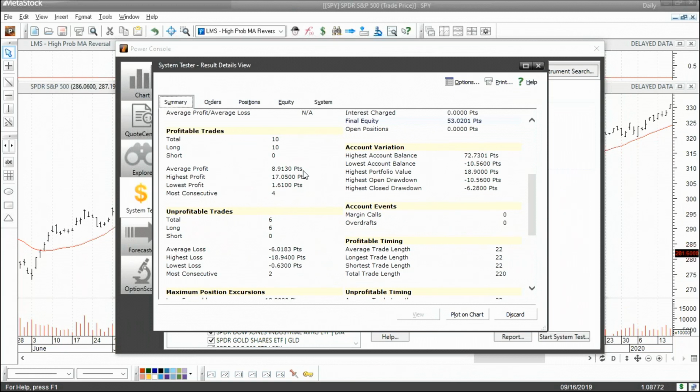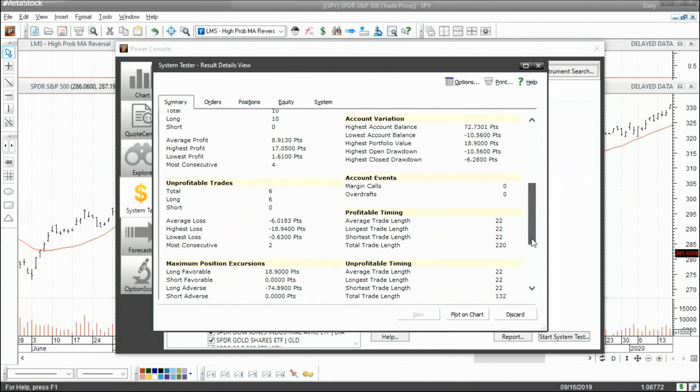But in this case, you'll see, again, this is a pretty close win-loss ratio here, 8-to-6. In my opinion, that's too close for me, but we'll talk more about that in just a minute.